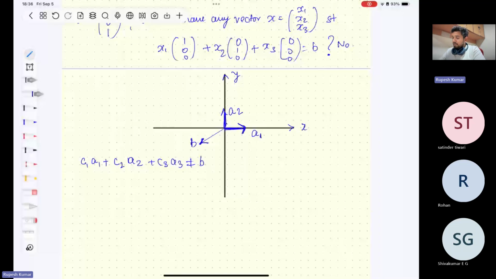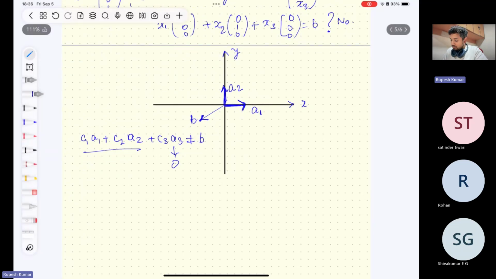Why? Again, A3 is already 0. Now you have only A1 and A2, and A1, A2 are spanning only the XY axis. If you have any vector that has some component along the Z axis, you can never get to that component using a linear combination of these two vectors.